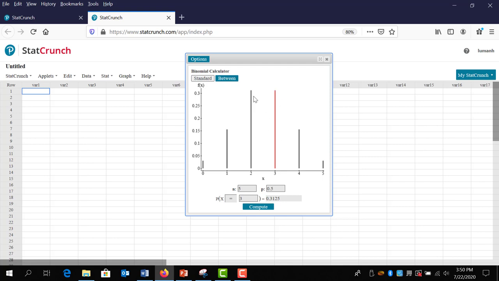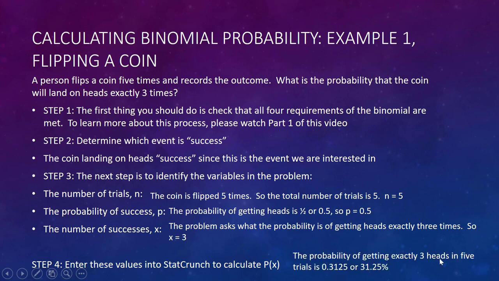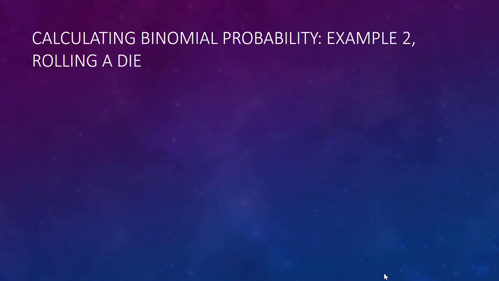Notice that this bar right here that represents exactly 3 heads is colored red, while the other bars are still black. It's important to compare this equality or inequality with the graph to make sure you have captured the correct values of your random variable. Returning to our example, we just calculated the probability of getting heads exactly 3 times. So to summarize, the probability of getting exactly 3 heads in 5 trials is 0.3125 or 31.25%.